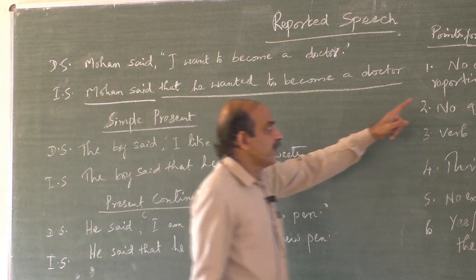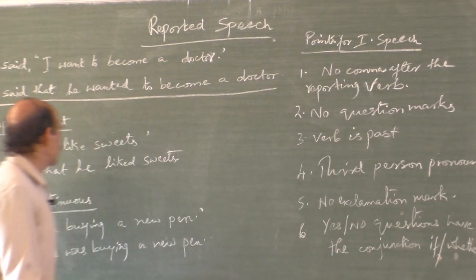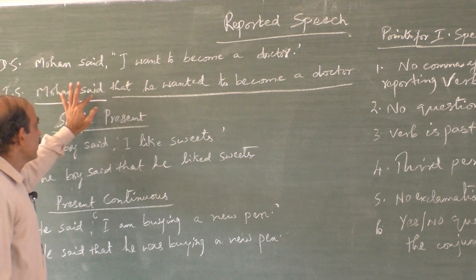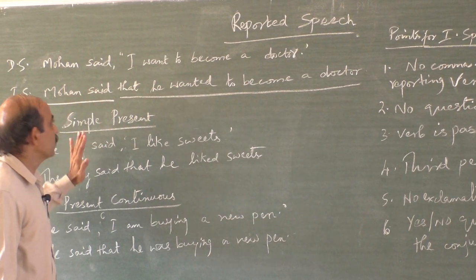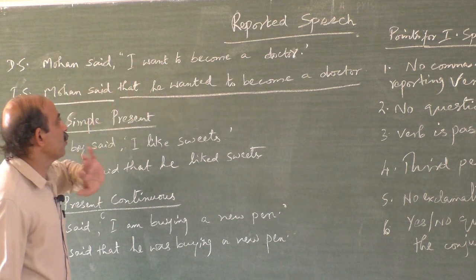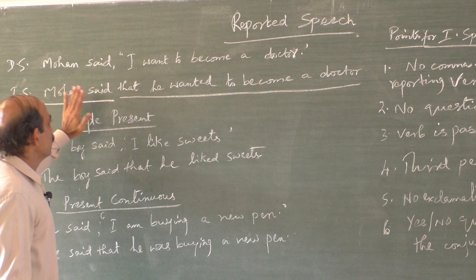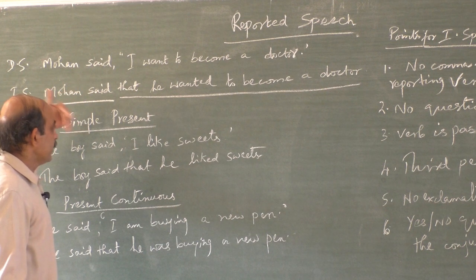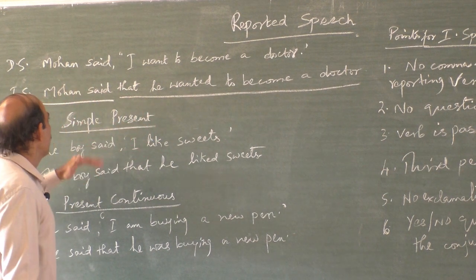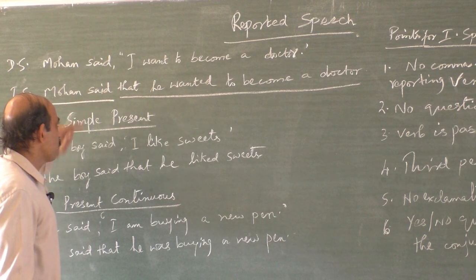Points for indirect speech: no comma after the reporting verb. The reporting verb here is said. And this reporting verb is not always said. Here it is a statement, what Mohan said, I want to become a doctor, in the direct speech. The same has been reported, and it is a statement of Mohan, not a statement he has made directly to somebody, hence said is enough here to make us understand. That is why it is a reporting verb.